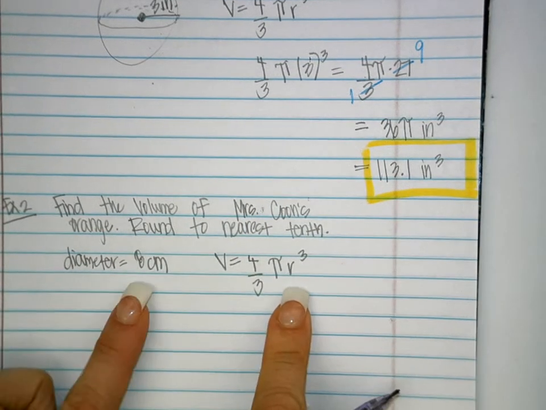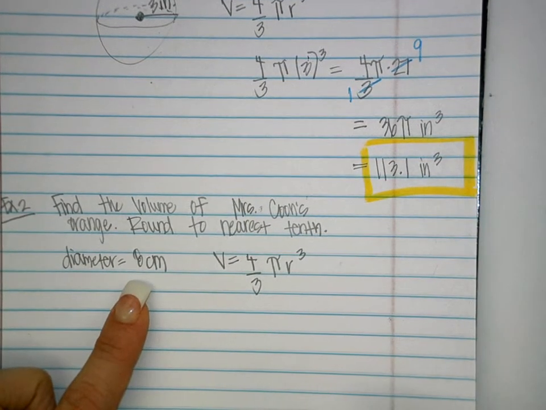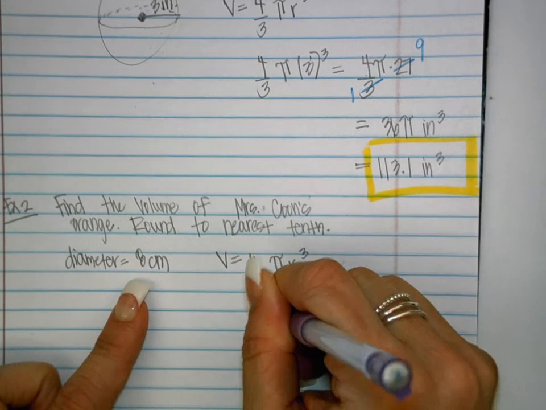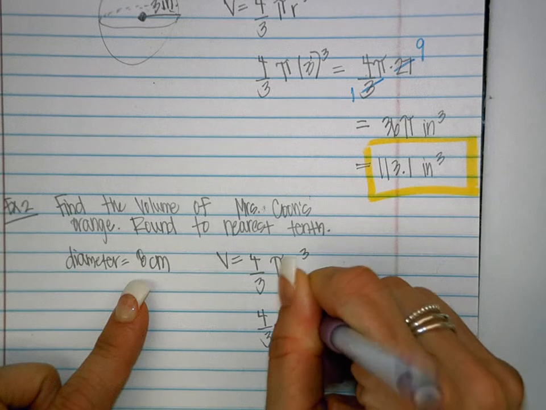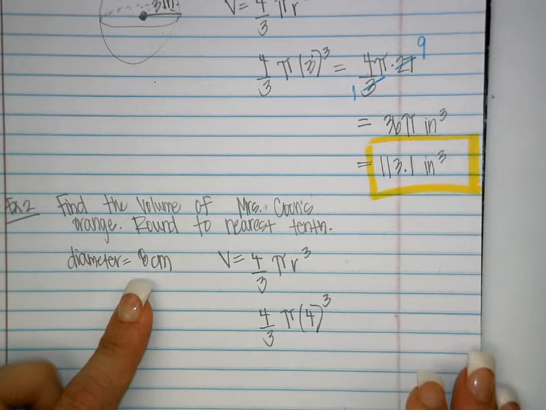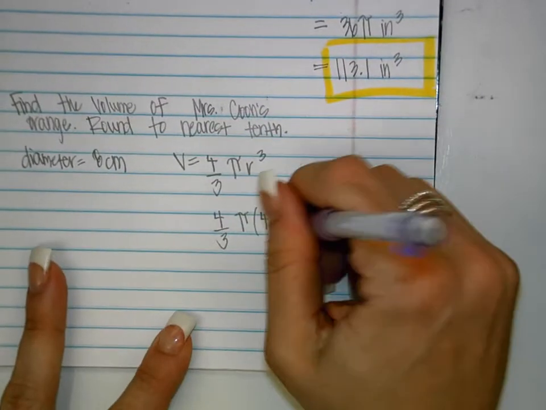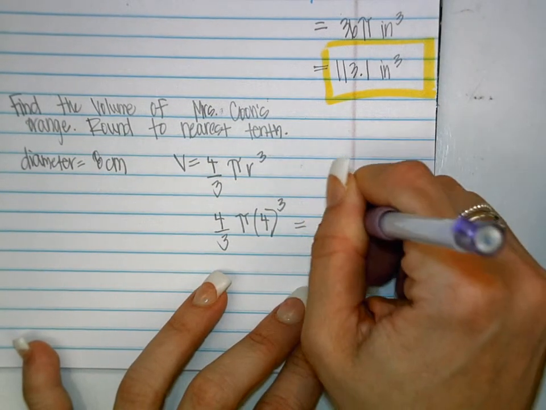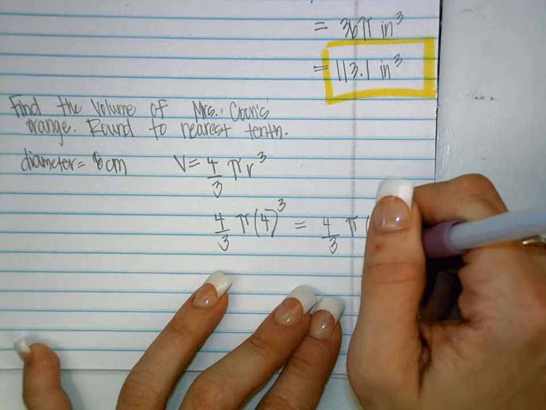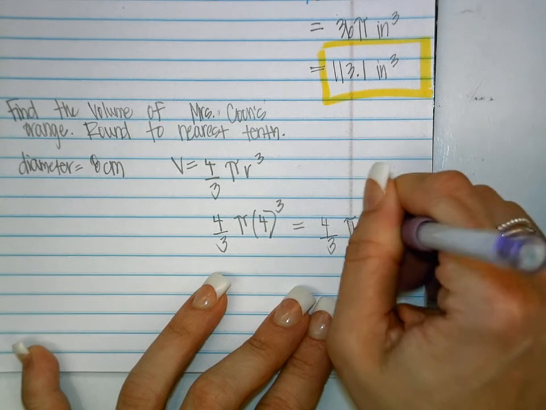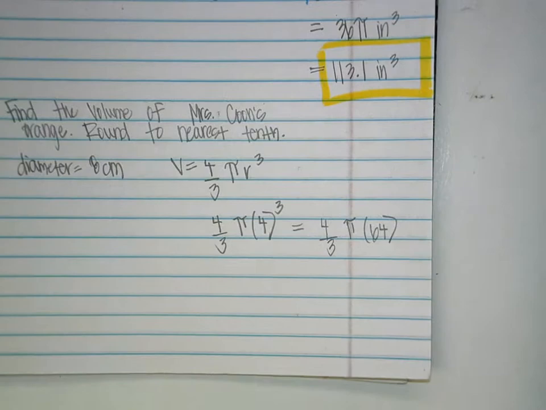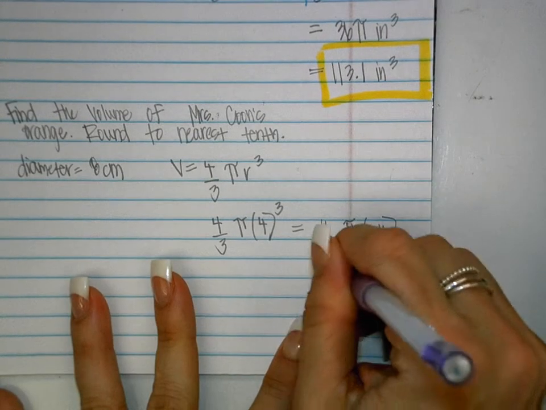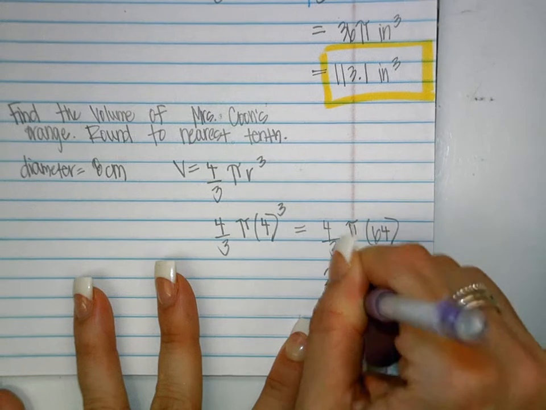So what is the radius if the diameter is 8? 4. The diameter is 8, the radius is half of that, so it would be 4. So 4/3 times pi times 4 cubed. What part would you do first here? The exponent. What is 4 cubed? 64. What's 4 times 64? 256. So 256 times pi over 3.